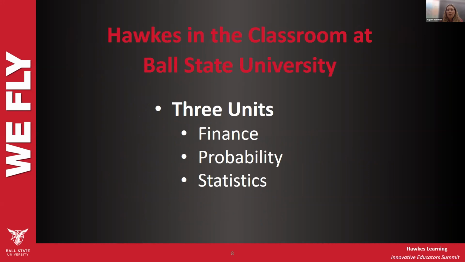So a little bit more about what we do at Ball State in our Math 125 class. We focus on 3 units: the finance unit, the probability, and statistics. So we go through 3 chapters within the Hawks text, and we do go through all sections of those chapters. And what I want to show you is kind of what a typical section of course material looks like in our classrooms.